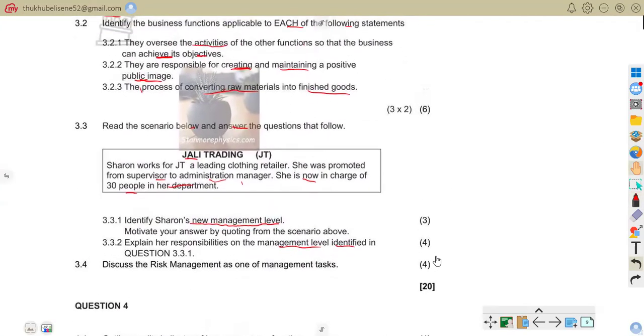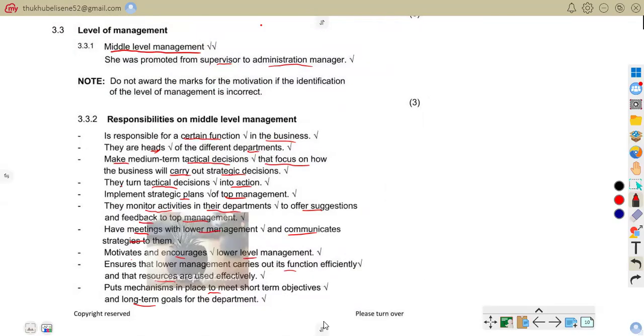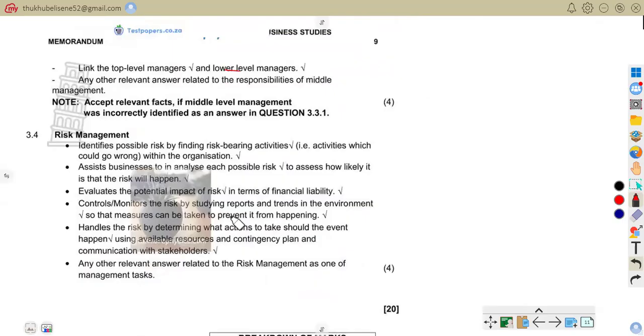3.4 reads as follows: Discuss risk management as one of the management tasks. So here we are on risk management as one of the management tasks.